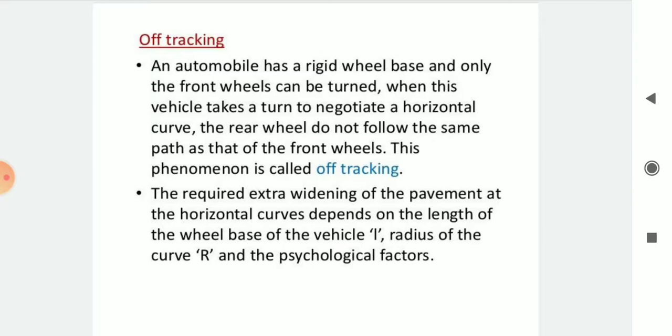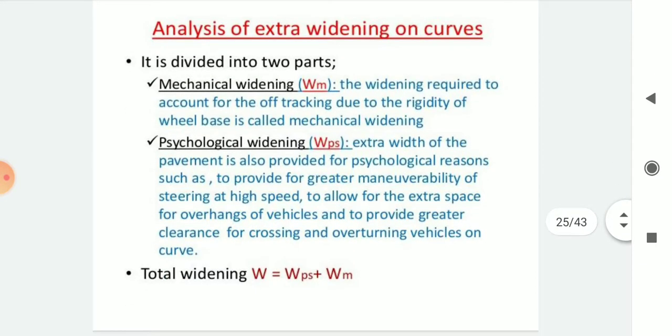The required extra widening of the pavement at horizontal curves depends on the length of the wheelbase of the vehicle l, the radius of the curve R, and the psychological factors. Then, analysis of extra widening on curves. It is divided into two parts: first, mechanical widening, and second, psychological widening. Total widening W is equal to Wps plus Wm.